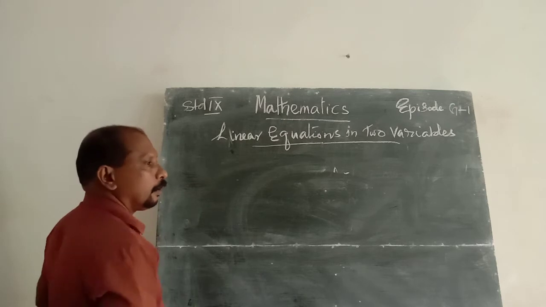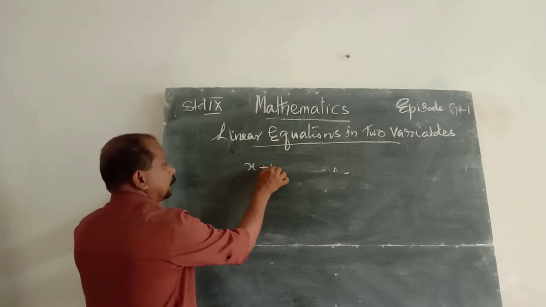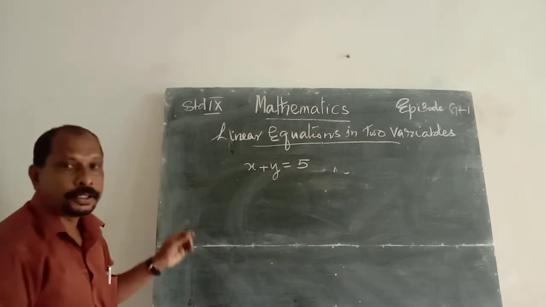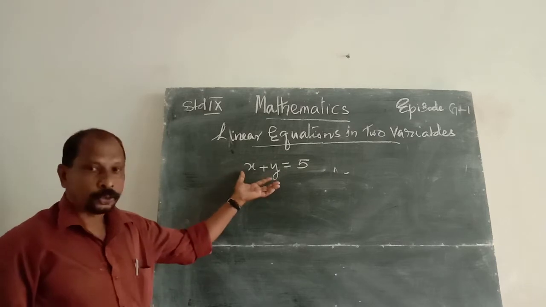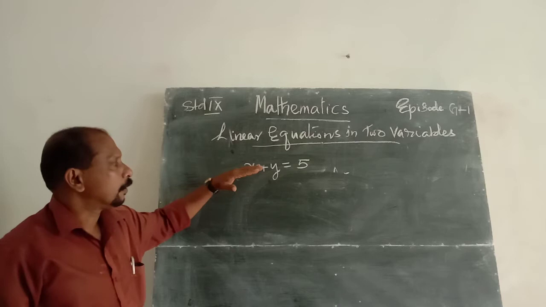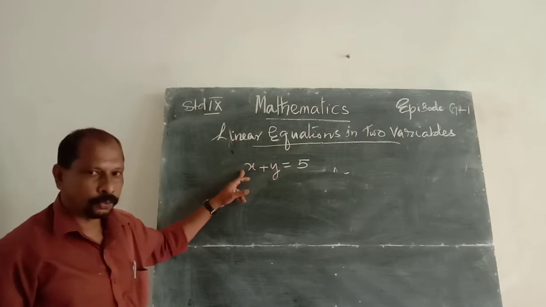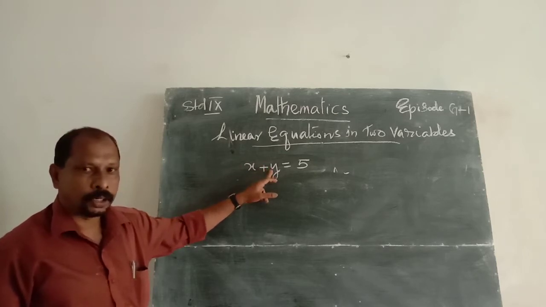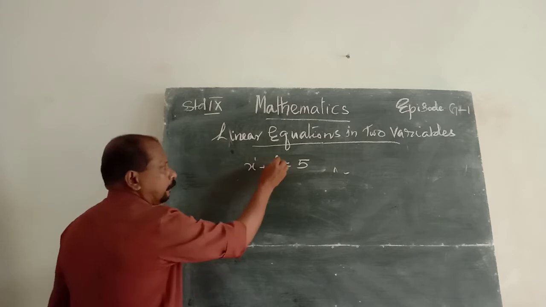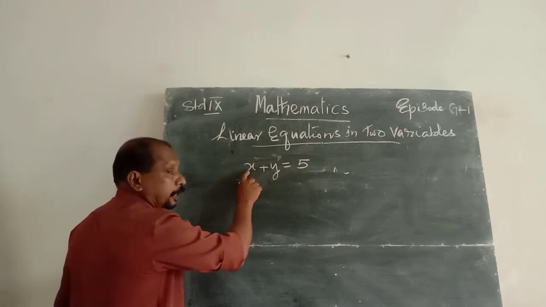Then, for example, x plus y is equal to 5. That is an equation. In this equation, how many variables? Two variables. This is an equation, and the coefficient of x is equal to 1, coefficient of y is equal to 1. The power of the variable x is equal to 1, and of the variable y is equal to 1. Therefore, this is an equation with the two variables x and y.